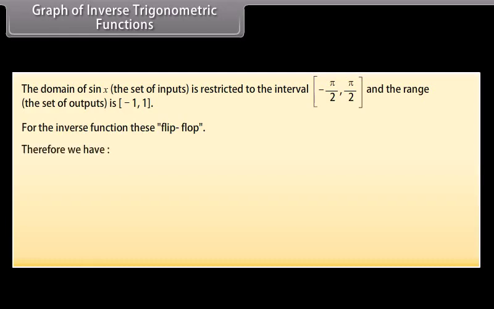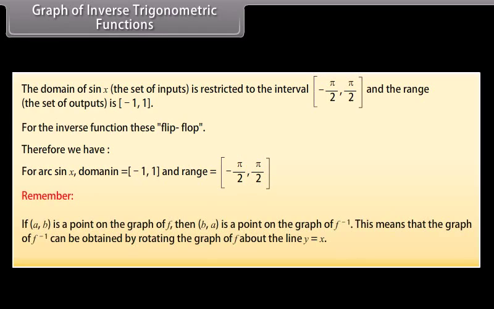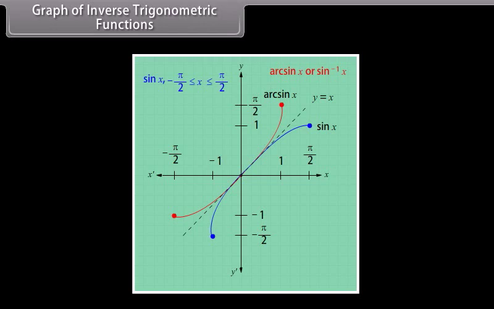Therefore, we have for arc sin x, domain is equal to [-1, 1], and range is equal to [-pi by 2, pi by 2]. Remember that if (a, b) is a point on the graph of f, then (b, a) is a point on the graph of f inverse. This means that the graph of f inverse can be obtained by rotating the graph of f about the line y is equal to x. Using this idea of rotation and by plotting some points, we see this graph of arc sin x.